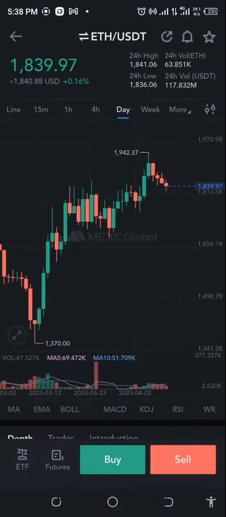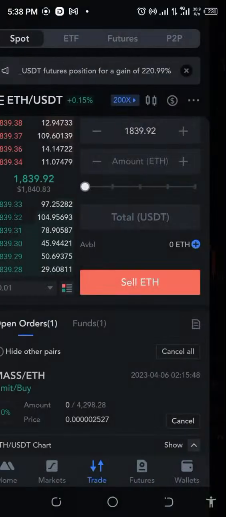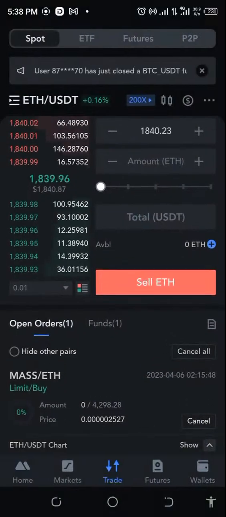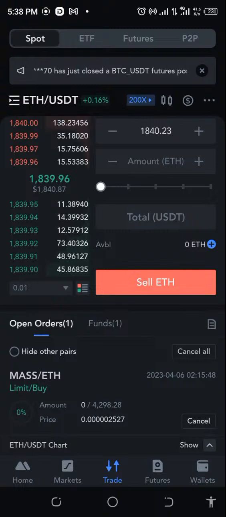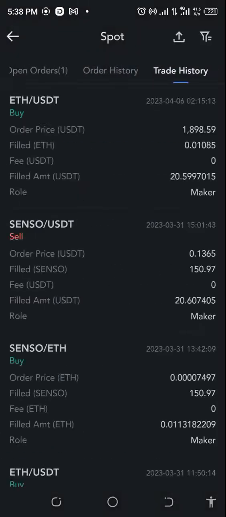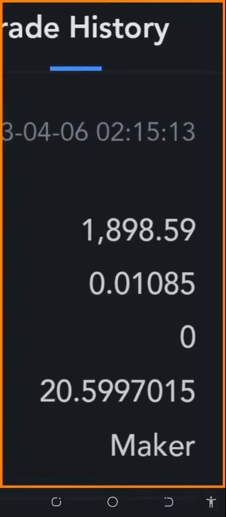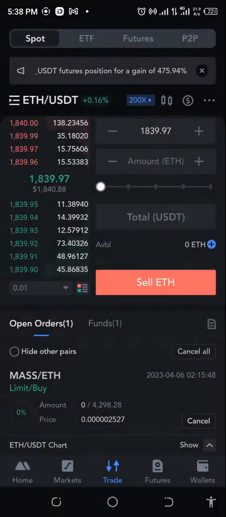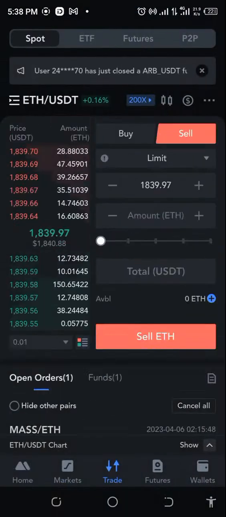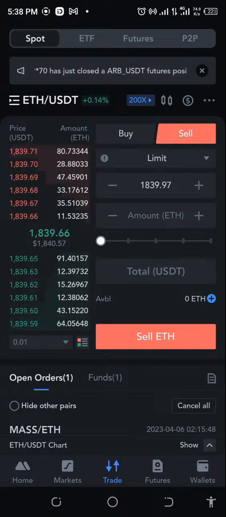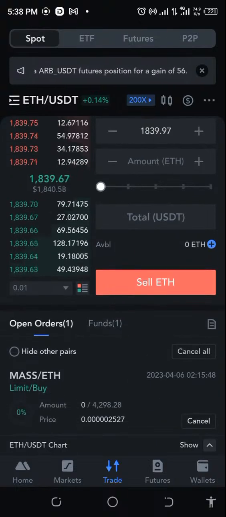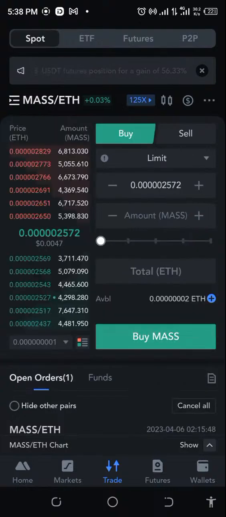So because of that, because I bought this mass ETH, I mean, sorry, I bought ETH for 1,898, almost like 1,899, as you can see here. So right now the value of ETH has gone down. Because of that, I was actually looking at recalibrating. If I cancel the trade right now, I would probably be able to recalibrate this and restart the trade all over again.